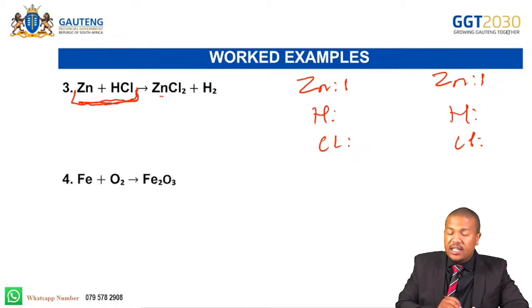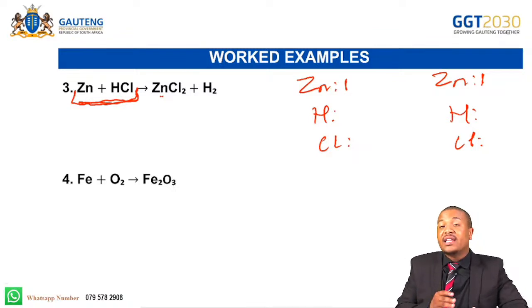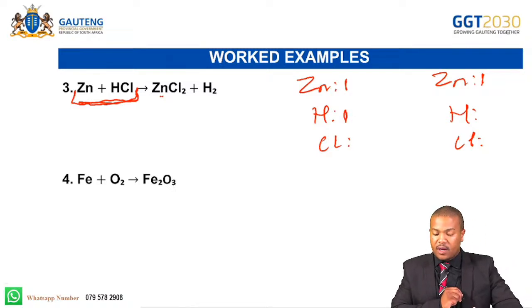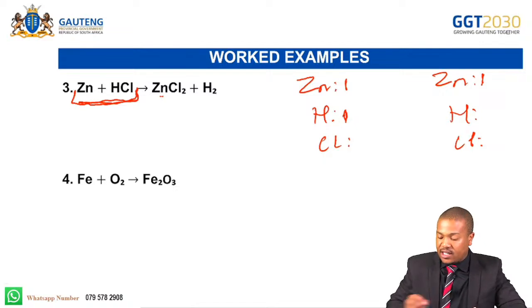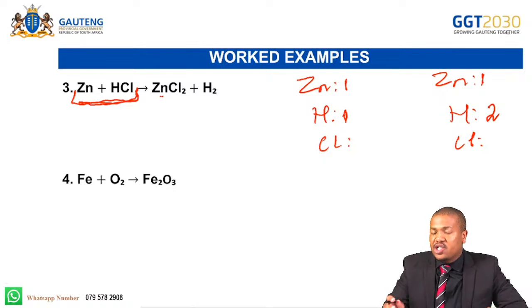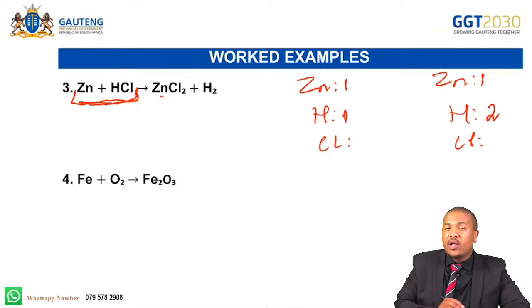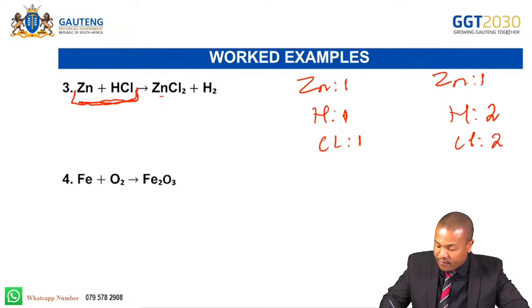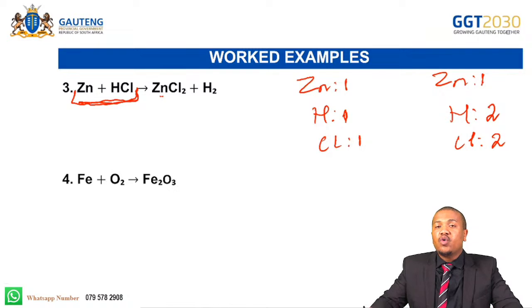Now looking at the hydrogens, on the reactant side, how many do we have? We have 1. When looking at the product side, we have 2 hydrogens. The hydrogens do not balance, so this chemical equation is not balanced. Then how many chlorines do we have on the reactant side? We have 1. On the product side, we have 2. So you have 2 elements that do not balance in this chemical equation.